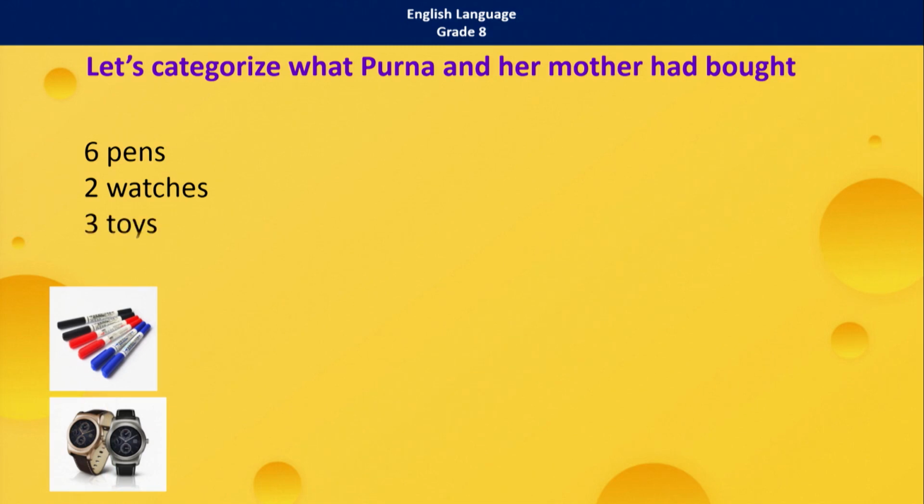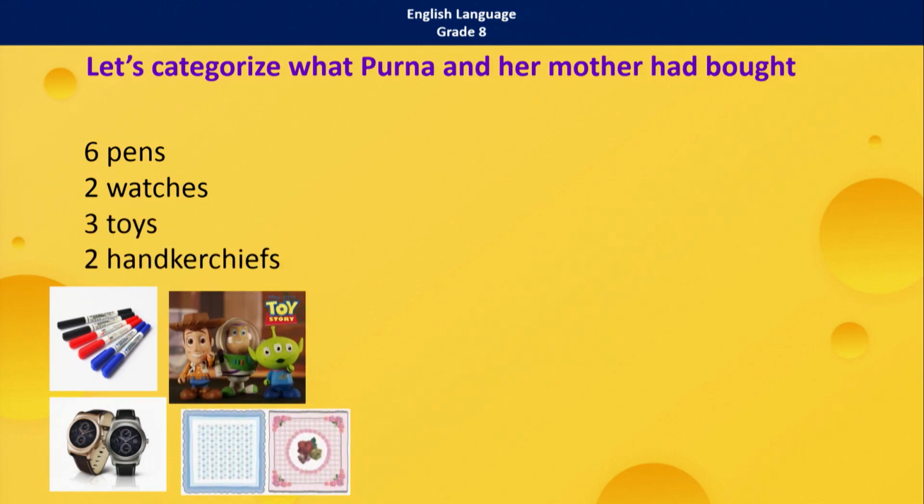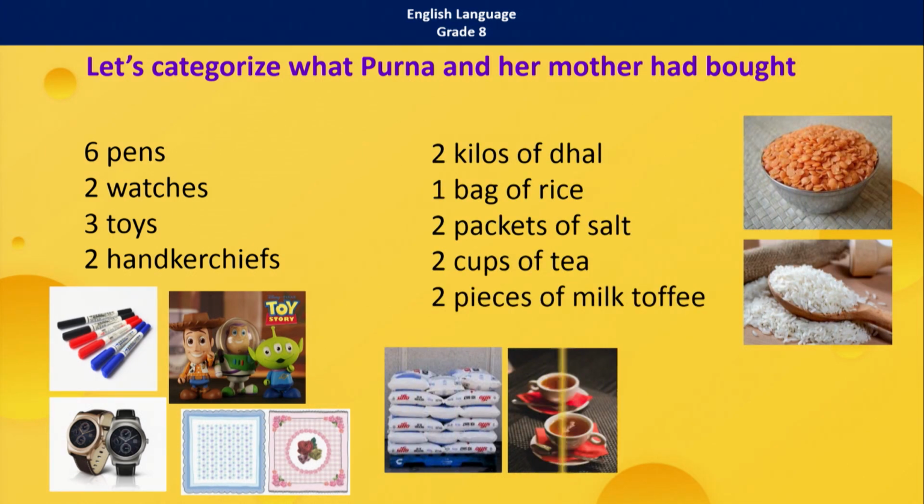Now we are going to categorize the items that they bought from the supermarket. On one side we have 6 pens, 2 watches, 3 toys, 2 handkerchiefs, and on the other side we have 2 kilos of dal, 1 bag of rice, 2 packets of salt, 2 cups of tea, 2 pieces of milk toffee.